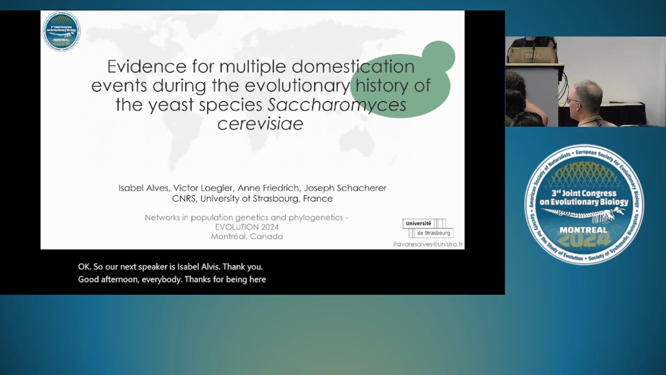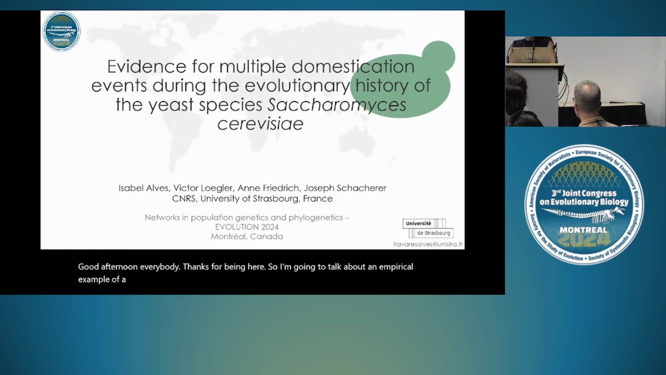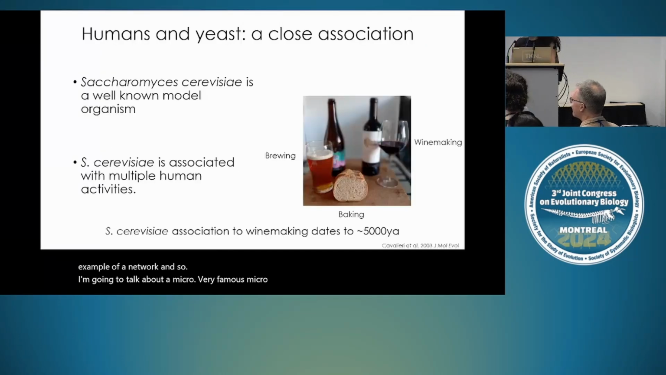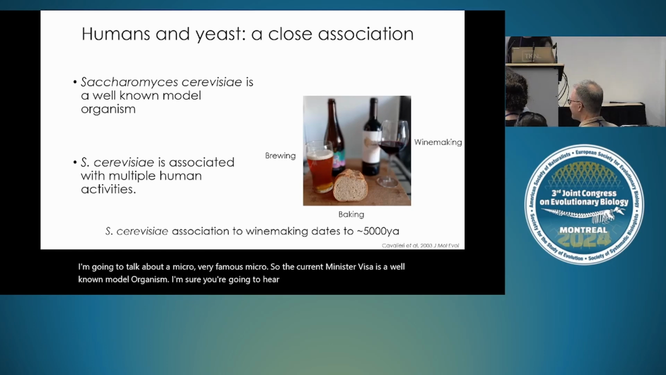So I'm going to talk about an empirical example of a network. I'm going to talk about a microbe, a very famous microbe. Saccharomyces cerevisiae is a well-known model organism. I'm sure you're going to hear about it many times during this meeting.